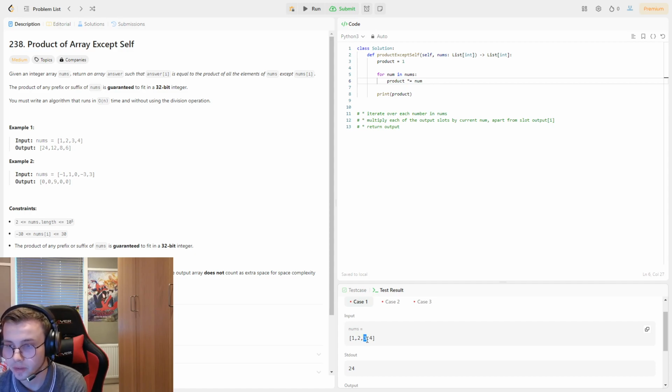Same with here. At index 2, you've got 3. 24 divided by 3 is 8. Yeah, it's 8, right? Which is correct. And then same for the last one. 24 divided by 4 is 6, which is the right answer.